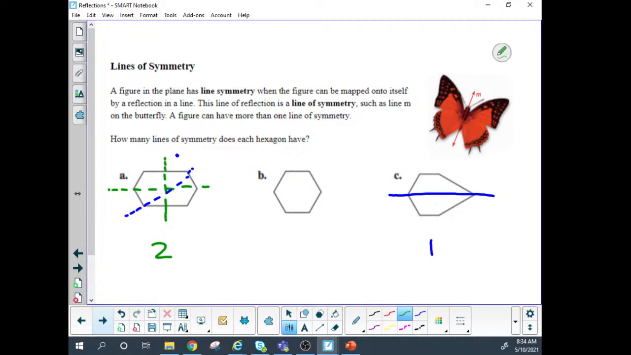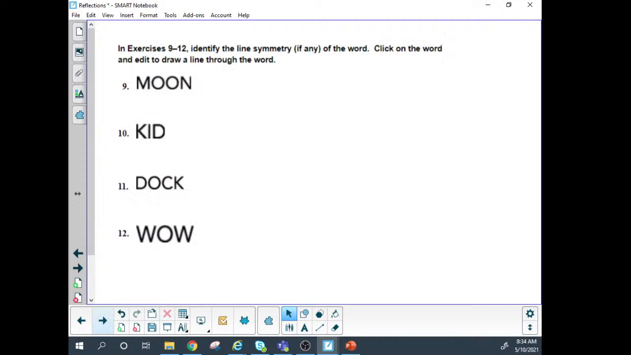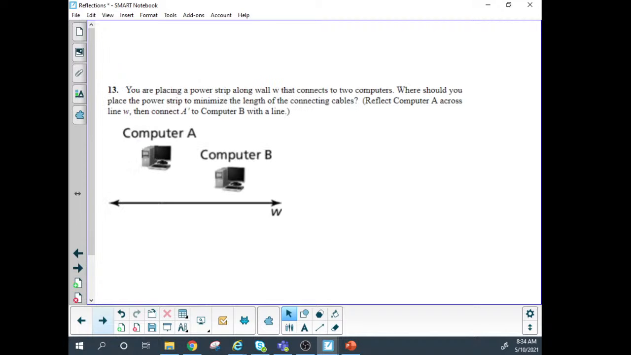Okay. Maybe you're jumping ahead of me. How many do you have on B? Oh gosh. 1, 2, 3. Is that it? There's 12. There's 12 lines? No. I don't know about that. Or 4, 5, 6. There's 6.